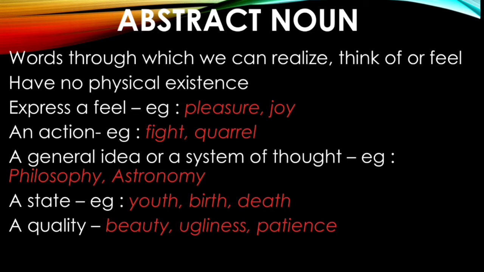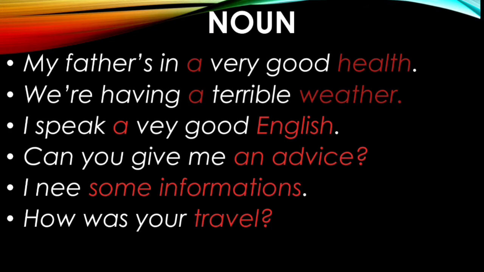These words have no physical existence. We can't touch it or see it. So these are abstract nouns. A quality like beauty, ugliness, patience. These are all abstract nouns. So we have completed nouns, the different forms of nouns. I hope you got it. You got it clear. We are moving on to the next part.